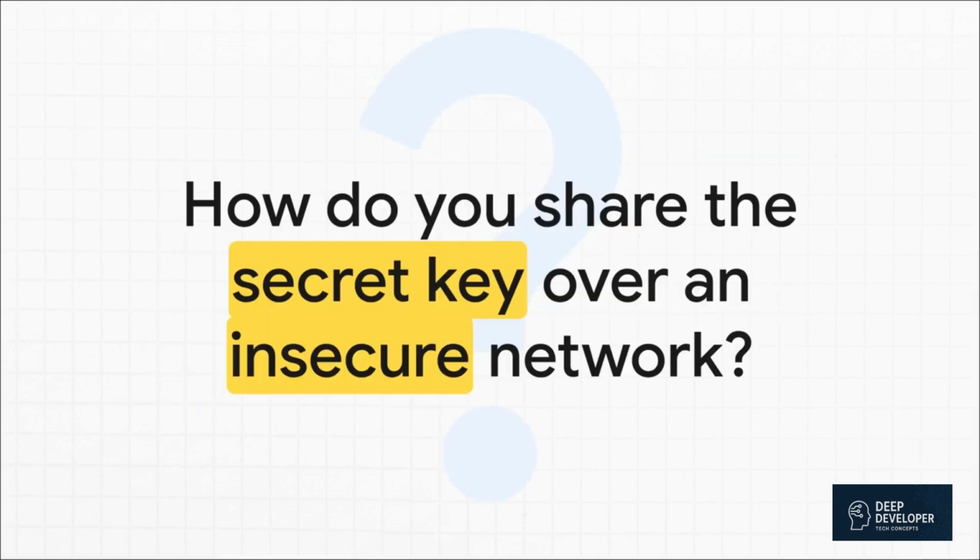And that right there brings us to the million-dollar question. If you and a server you've never talked to before need to communicate, how on earth can you agree on a secret key without some eavesdropper on the internet just grabbing a copy as it flies by? This is the fundamental problem that symmetric encryption just can't solve on its own.